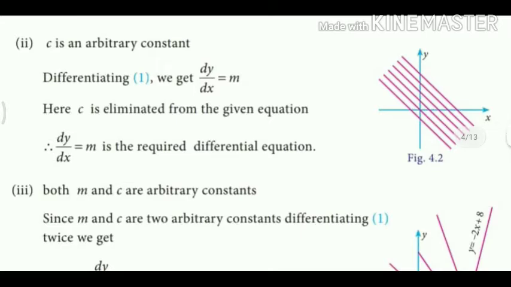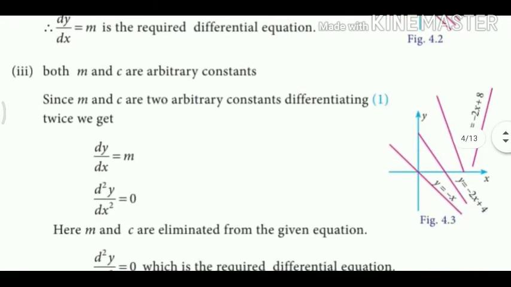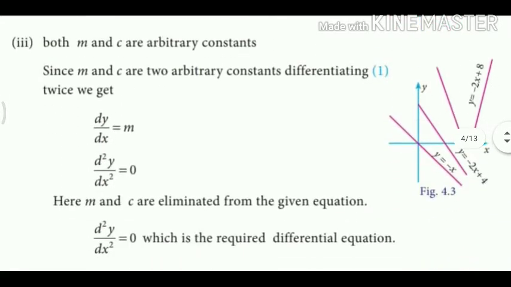The third one is about both m and c being arbitrary constants. Since m and c are two arbitrary constants, we have to differentiate two times. So the first one is dy by dx equal to m, that is, y equal to mx plus c is differentiated. We are getting dy by dx equal to m. It is the same as in the first question itself. dy by dx equal to m.